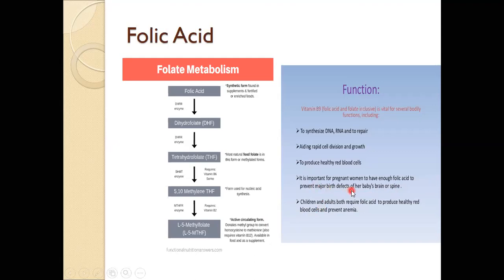يبقى to avoid any congenital anomalies we must supply the pregnant female with enough folic acid. Children and adults both require folic acid to produce healthy red blood cells and prevent anemia.